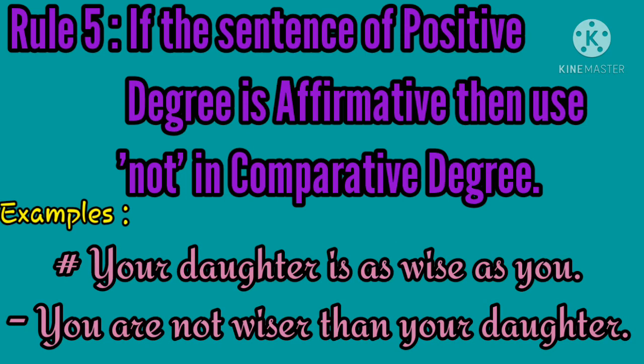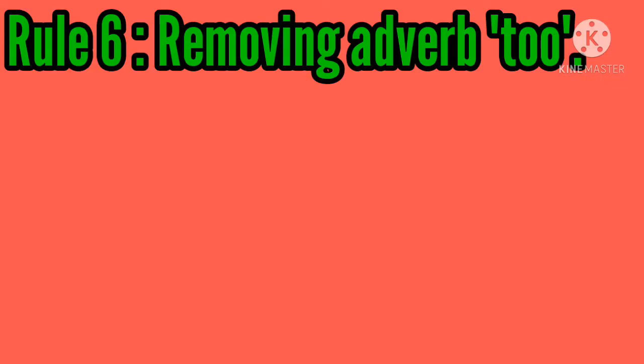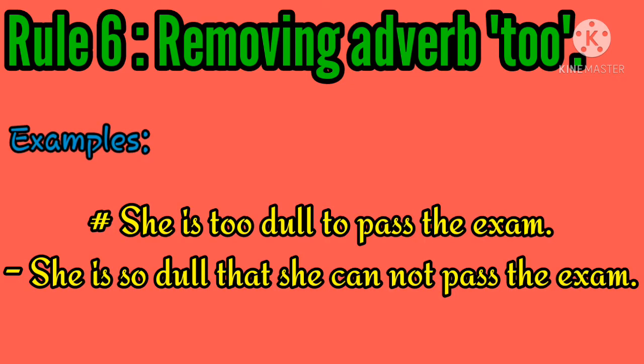The next example, your daughter is as wise as you. Do the same process. You are not wiser than your daughter. Alright, next rule. Rule number 6, removing adverb to. Look at example. She is too dull to pass the exam.